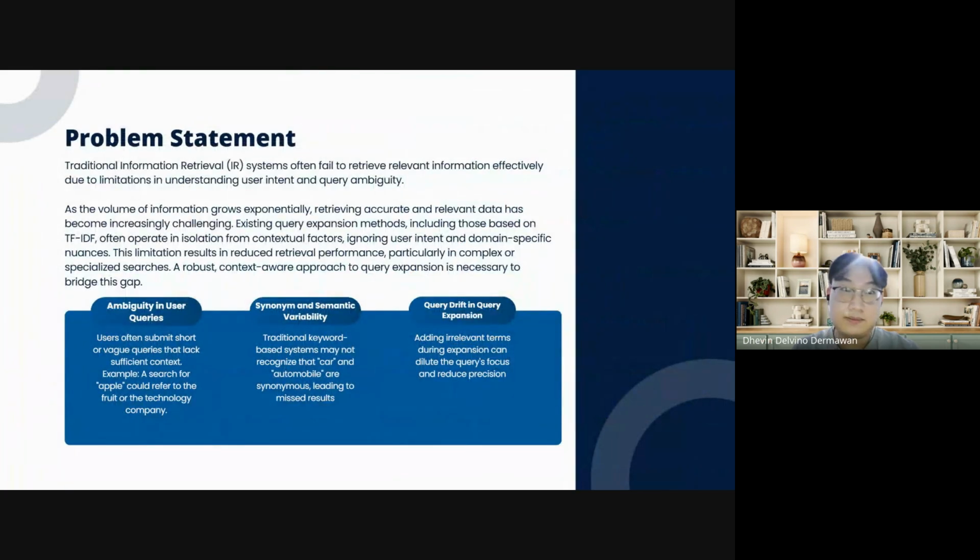Next slide, please. Okay, so this is our problem statement. Because the volume of information grows highly worldwide, retrieving accurate and relevant data has become increasingly challenging in our world now. Existing query expansion methods based on TF-IDF often operate in isolation from contextual factors, ignoring user intent and domain-specific nuances. Maybe I will explain a bit about the search query expansion.